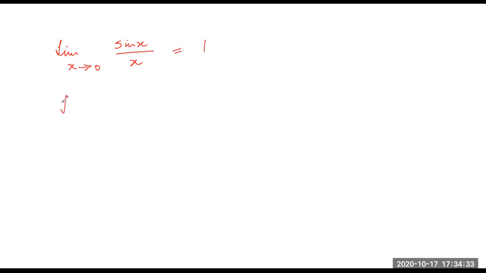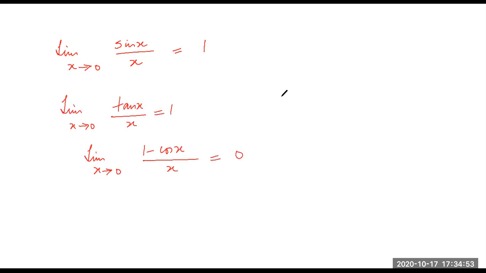Second, limit x approaches 0, tan x by x is equal to 1. The third one, limit x approaches 0, (1 minus cos x) by x is equal to 0. Based upon this, students, we can do a lot of sums, finding limits of trigonometric functions. So let's do the first sum.